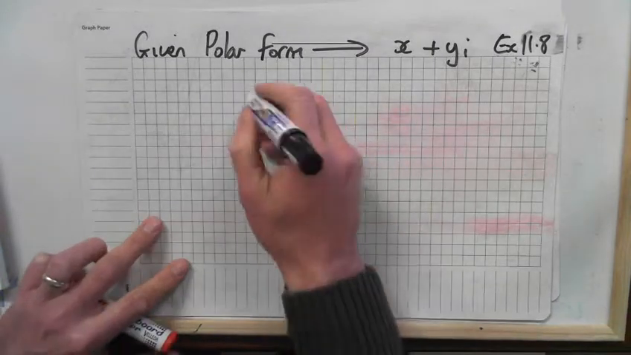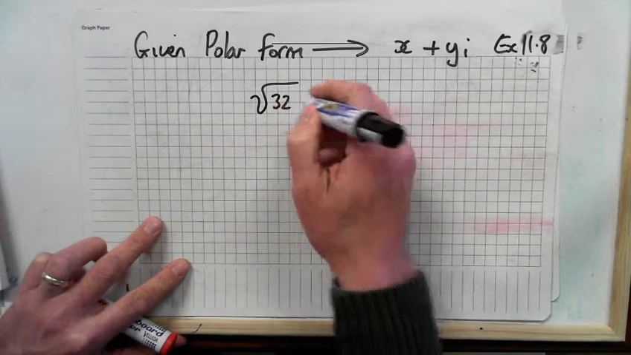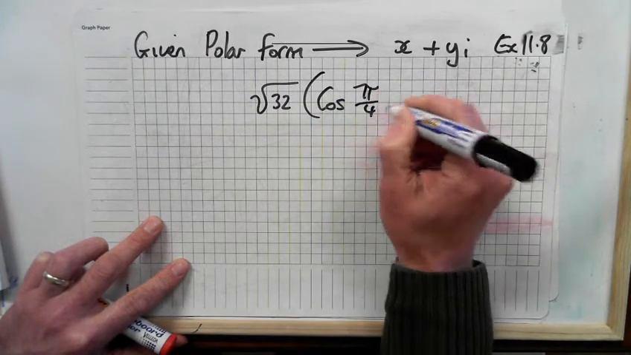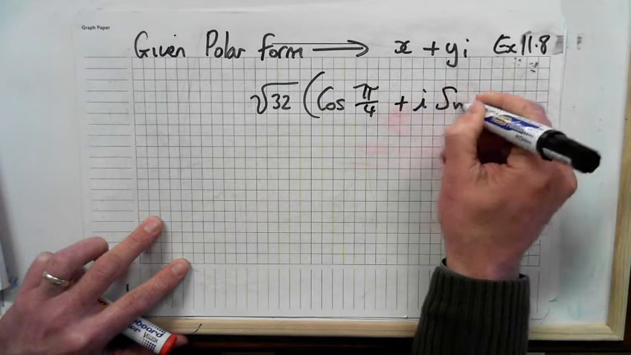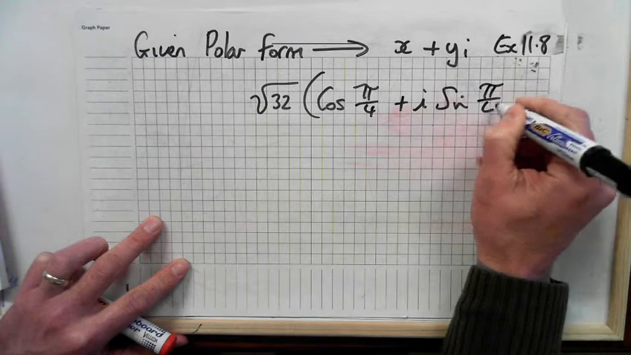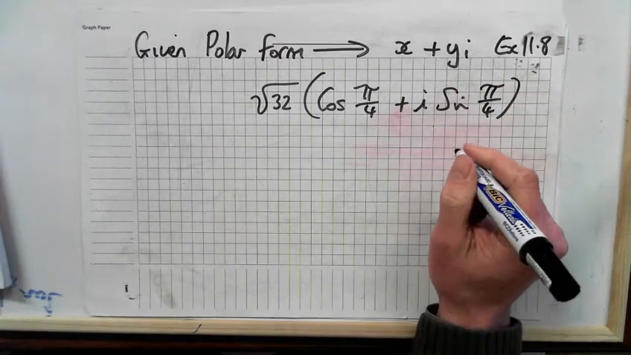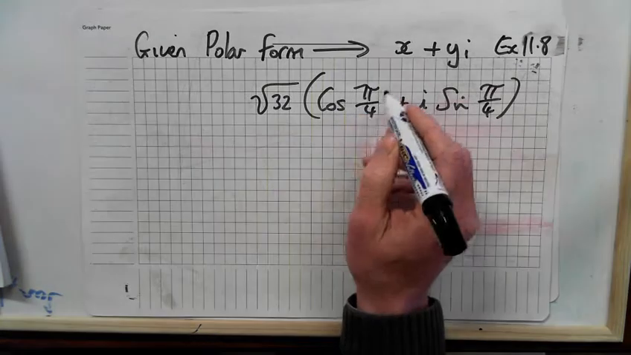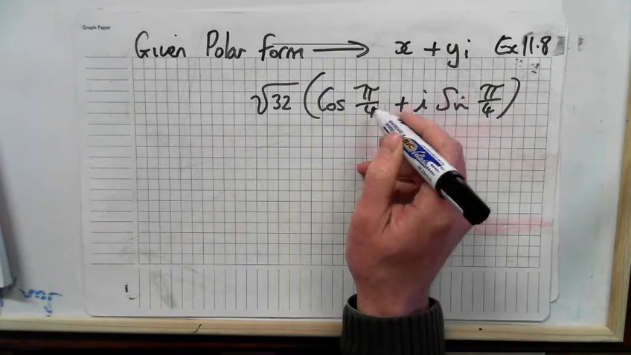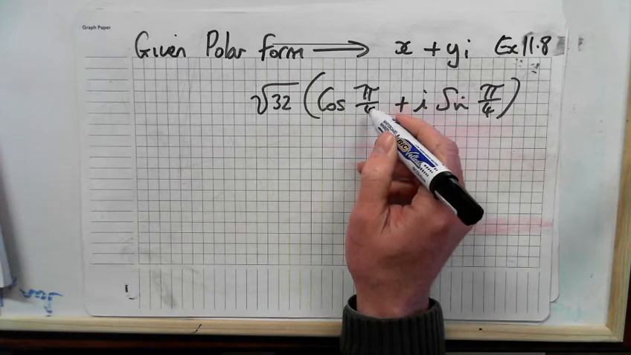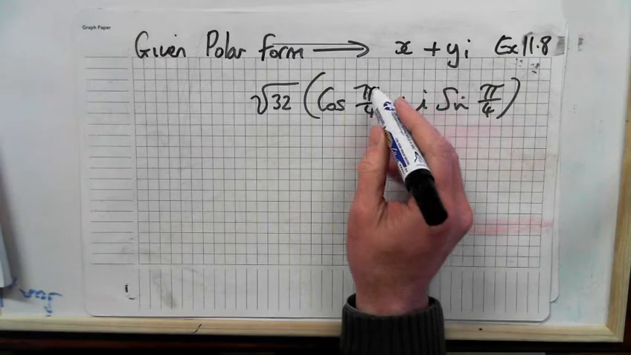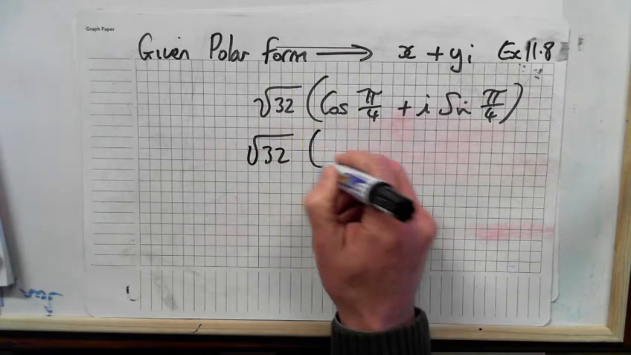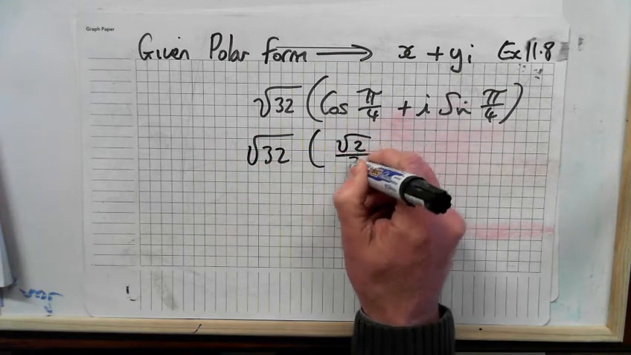So we'll look at part one. You're given the polar form, and this is easier than you think. You need a calculator there. Using the calculator, you find the cos of pi over 4. Pi is 180, so that's 180 divided by 4. Doesn't matter. Type it in: cos, hit the fraction button, pi over 4. Square root of 2 over 2.